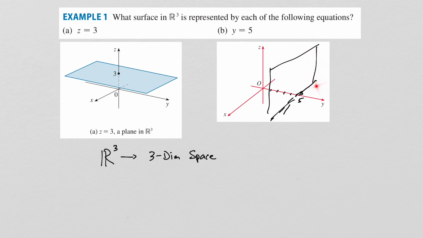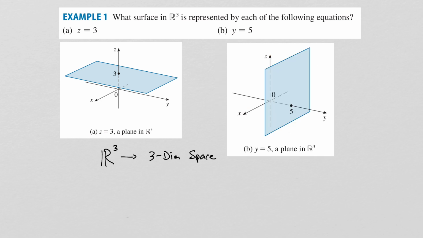That plane contains all the points where the y coordinate is 5 and the x and the z coordinate can be whatever they want to be. And I'll go ahead and import a picture of this as well. And this is a little better picture of what y equals 5 would be in three-dimensional space.